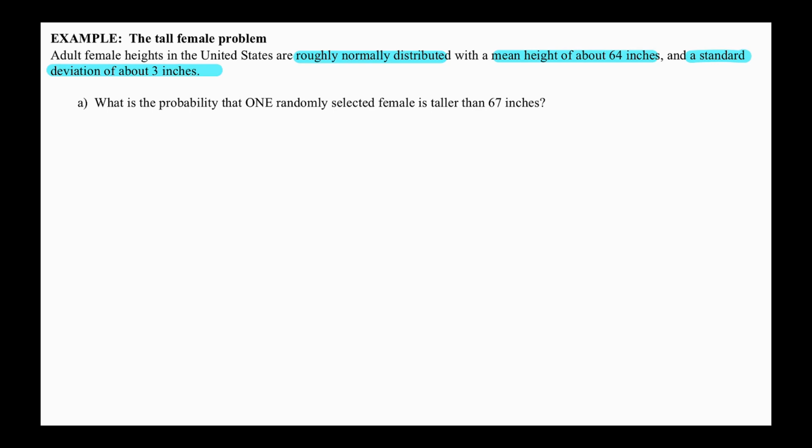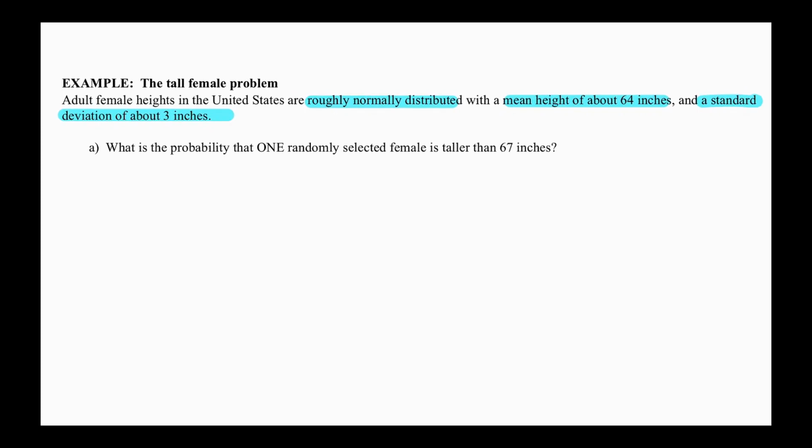Why is roughly normally distributed important? Why are those three things important? The mean's important because... So the mean of all adult female heights. Okay, so is it a parameter or is it a statistic? No, it's a parameter. It's a population, so it's a parameter. Good. 64. How about the standard deviation? That goes with 64, right? So 3. Good. Okay, those are where I thought, that's why those are important.